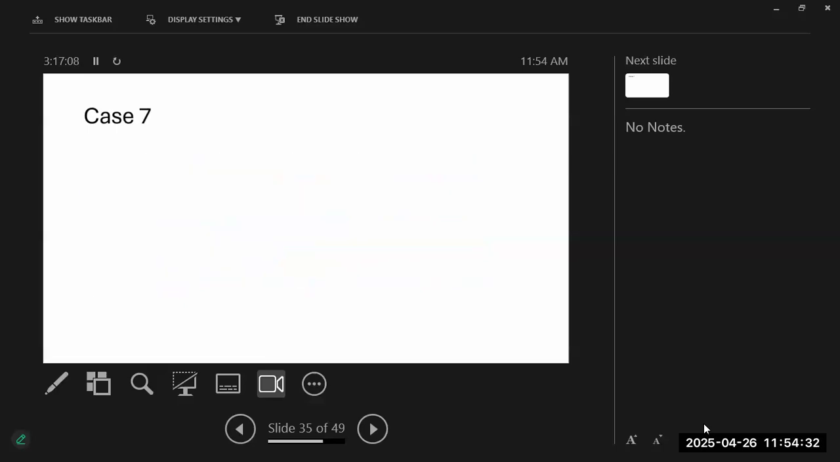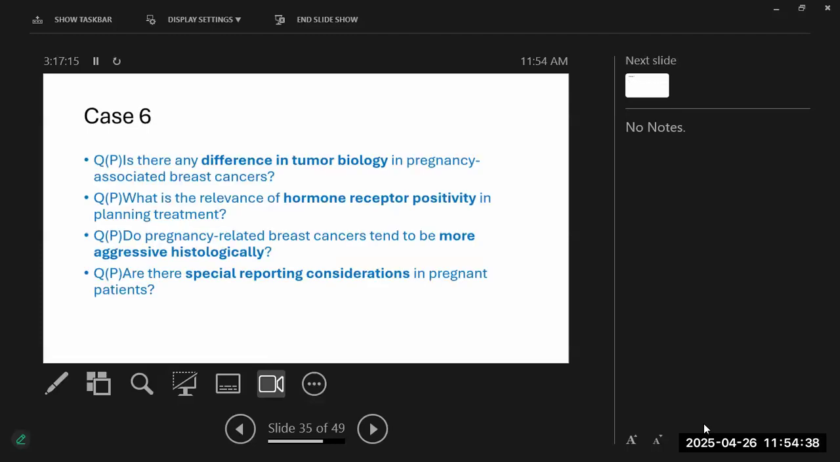They are also of higher stage by the time they present. Some say it's due to late presentation, because in pregnancy there are breast tenderness and breast engorgement, and even during the postpartum period there is a lactating breast. So people won't think that they're having a malignancy and they present late. So basically, higher stage, bigger tumors, and high grade and aggressive tumors in pregnancy.